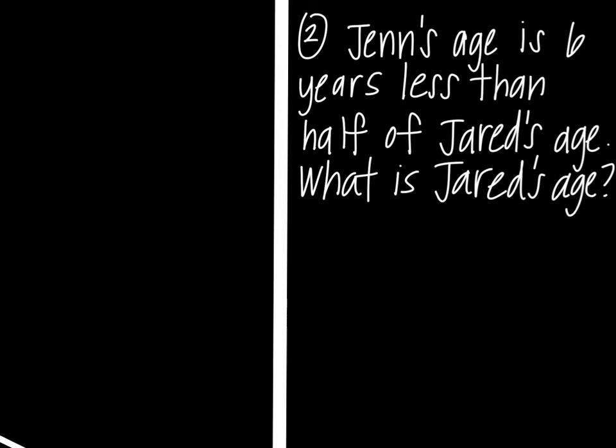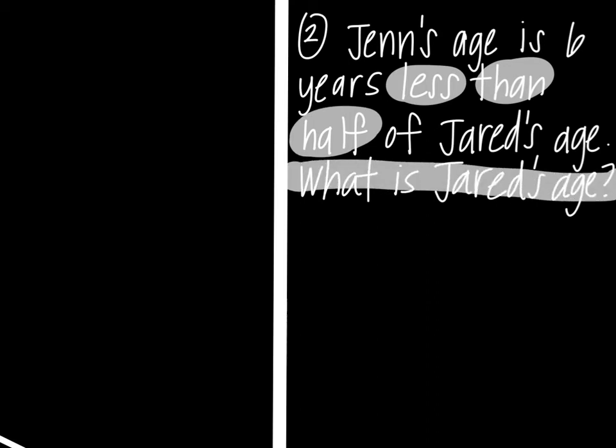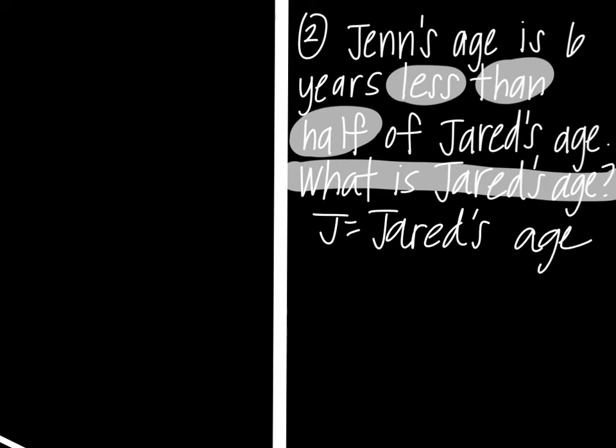And number 2, Jen's age is 6 years less than half of Jared's age. What is Jared's age? We have less than half. Those are all keywords. We're solving for what is Jared's age. So we'll start with the variable. We'll say J for Jared's age. Okay, so we have than, which tells us to flip, less is subtract.